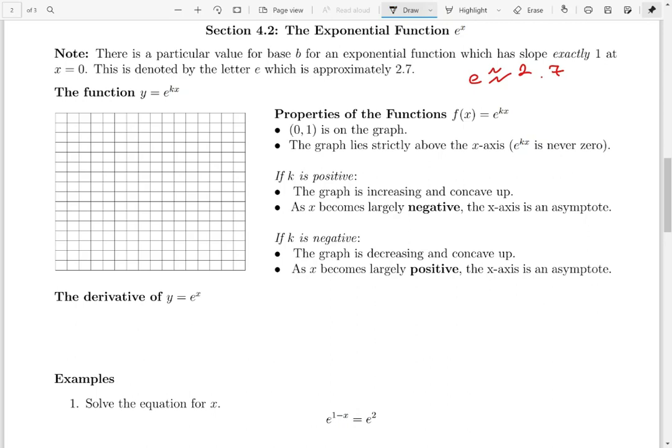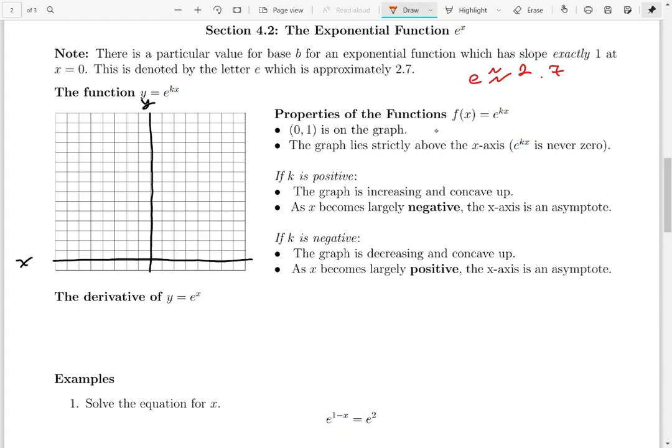Now, when considering the exponential function y equals e to the kx, it's perfectly reasonable for us to sketch the graph if we so desire. And so, for the sake of things, let's make this the x-axis, this is the y-axis, and then we can actually talk about its properties. And so, properties of the exponential function e to the kx.